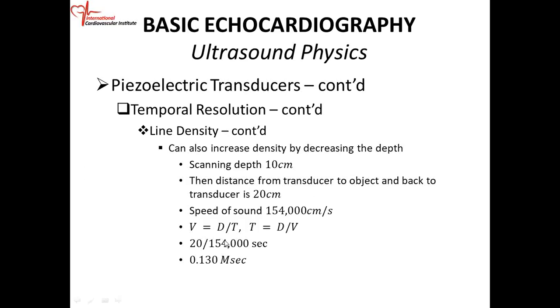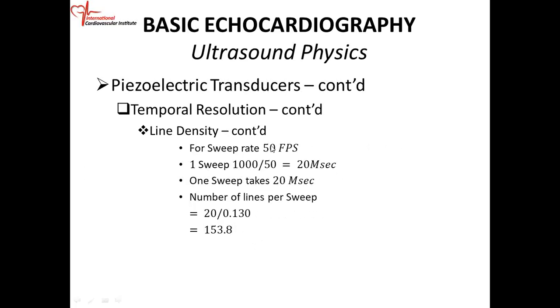The speed remains the same. So if you want to calculate time, it is distance divided by velocity. So you have less distance, 20. So the time for each scan line would be 0.130 milliseconds. And then if you have a sweep speed of 50 frames per second, each frame or each sweep is going to take 20 milliseconds. Okay, so the number of lines per frame or sweep is 20 divided by that. So you see, you get much more lines per sweep if you decrease the depth.